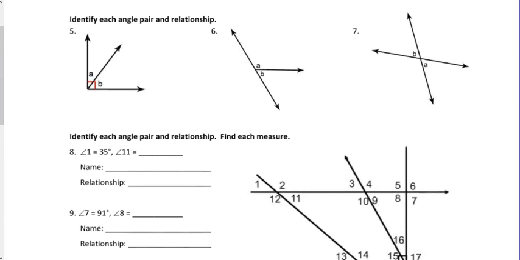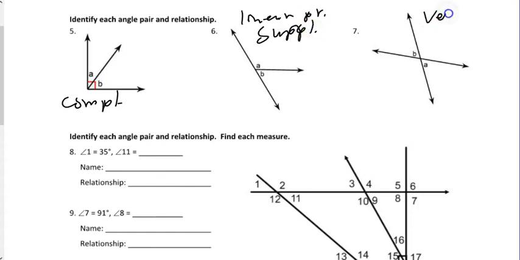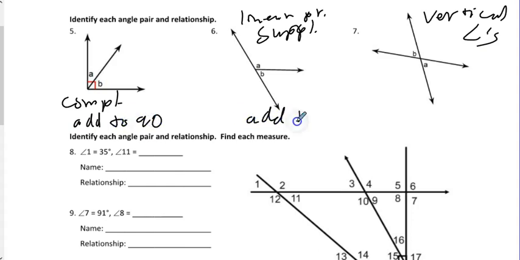Okay, identify each angle pair in relationship. Complementary, and you can just abbreviate it comp L. This one, linear pair. Supplementary. This one, vertical angles. Now, the relationship, remember, this is very important. They add to 90. They add to 180. And they are equal, congruent.